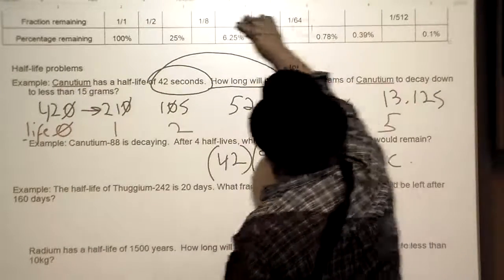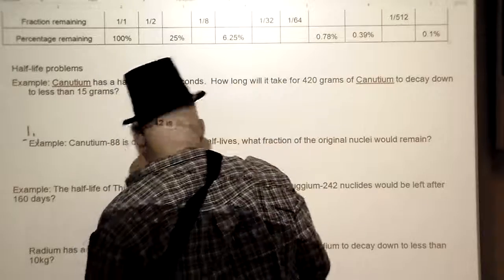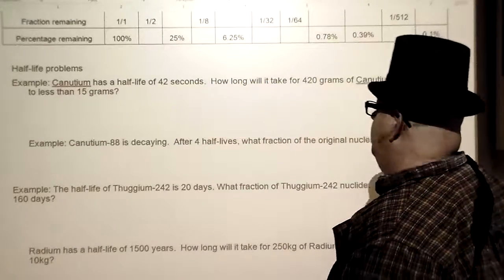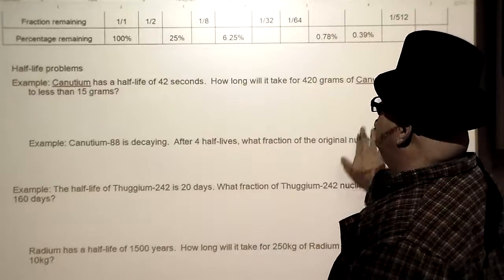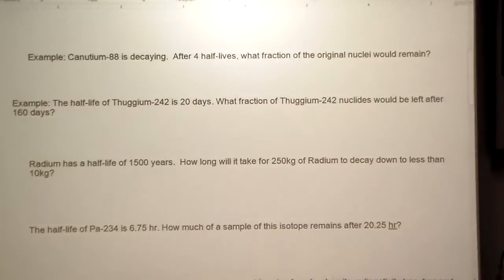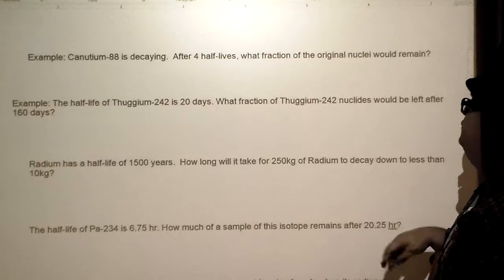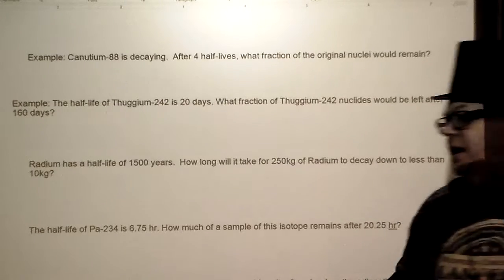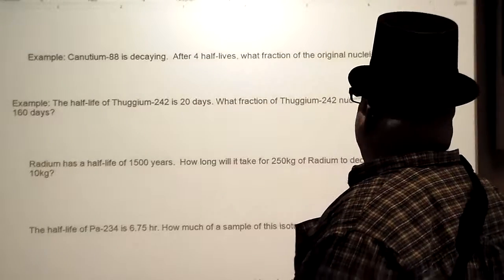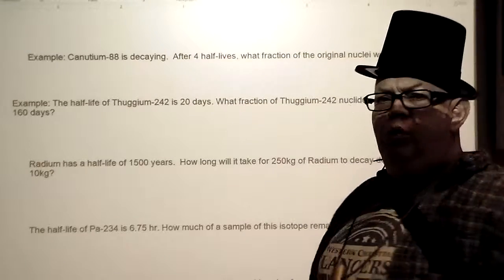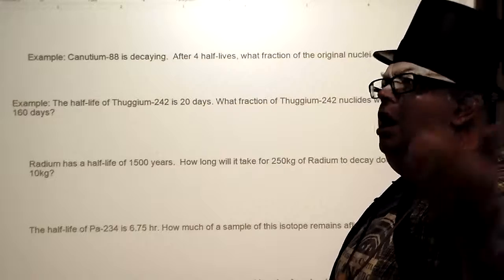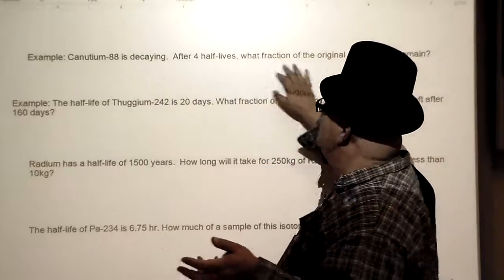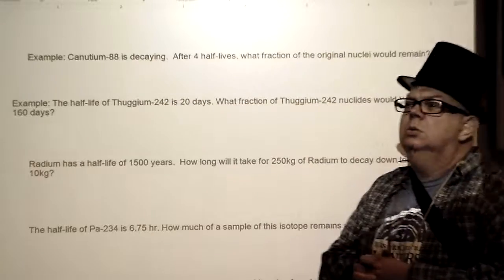All right, let's take a look at another one while we're at it. Yeah, we've got time. Example, canoodium-88 is decaying after 4 half-lives. What fraction of the original nuclei would remain? Now, a couple of things to think about here. Are we worried about the mass? No. But they're asking us about the fraction.